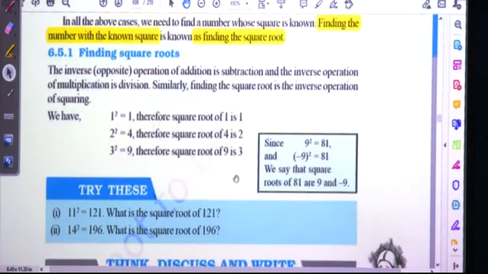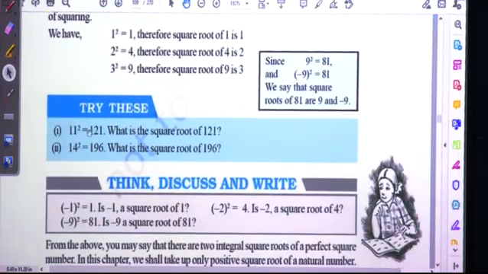Okay. Here something they have given. Try these. 11 square is 121. What is the square root of 121? Answer is 11.